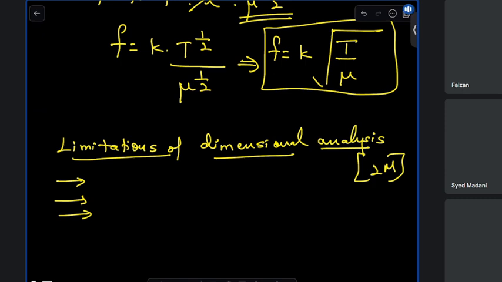Okay, that one is there, and checking the correctness of the equation. All those things I've anyways covered. Not to worry about that.